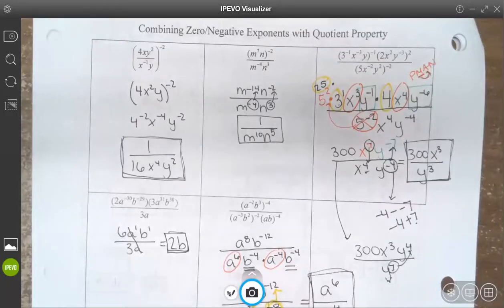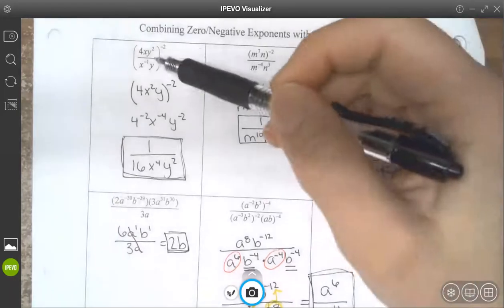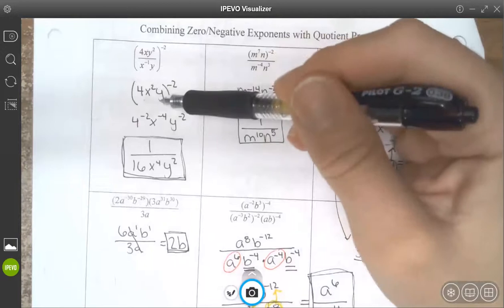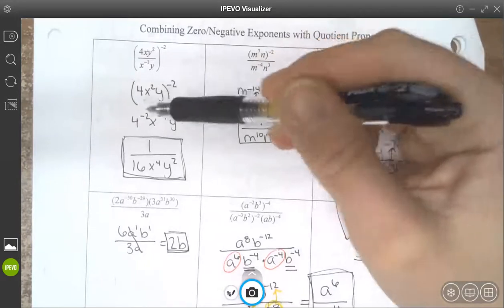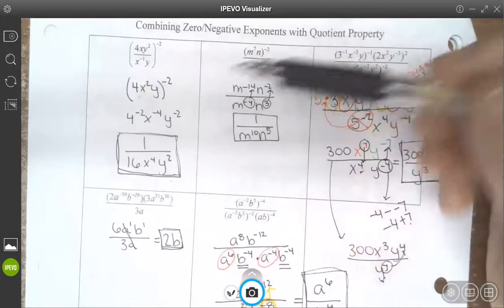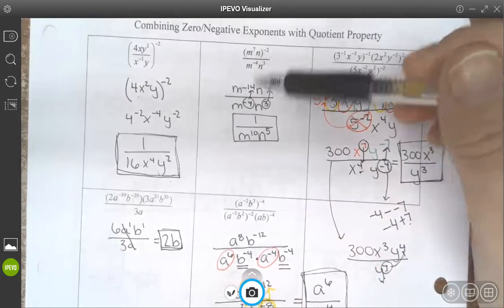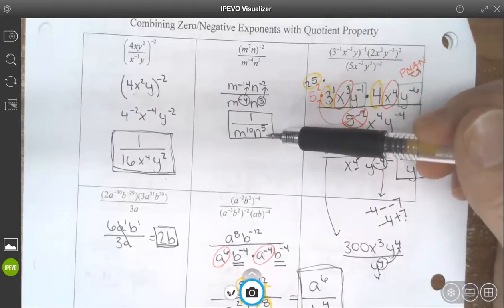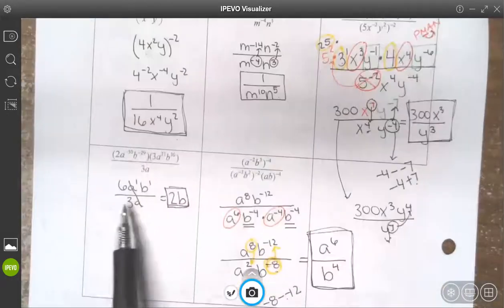Okay, so let's look at these problems. So on this first one, just to talk through what I did, I actually did the quotient property first. Then I brought in the negative exponent, and everything was negative, so it all went to the denominator. On number 2, I brought in this negative 2, used the quotient property, and both m and n ended up in the denominator.